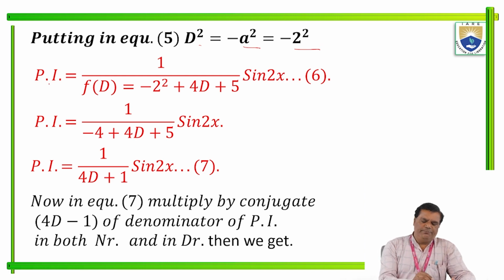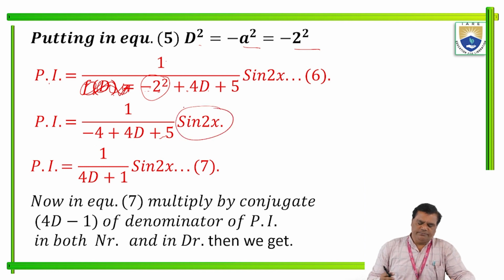So what happened here? PI equals 1 upon F(D) equals this: putting D square as minus 2 square, we get minus 4 plus 4D plus 5, into sin 2x. So 4D minus 4 plus 5 means 4D plus 1, into sin 2x. This is equation 7.